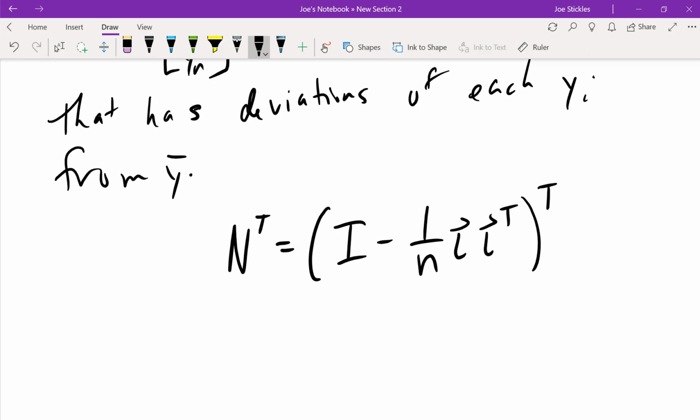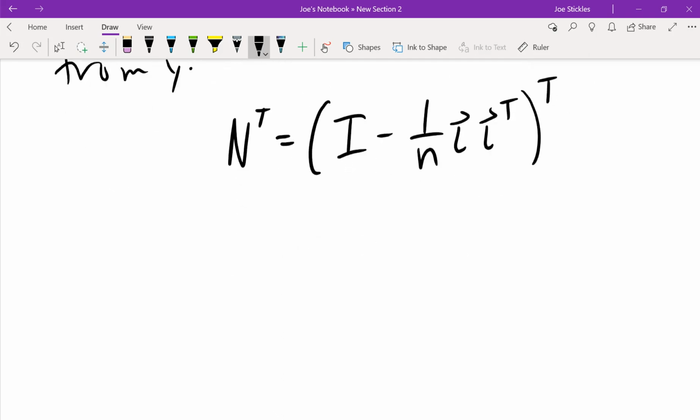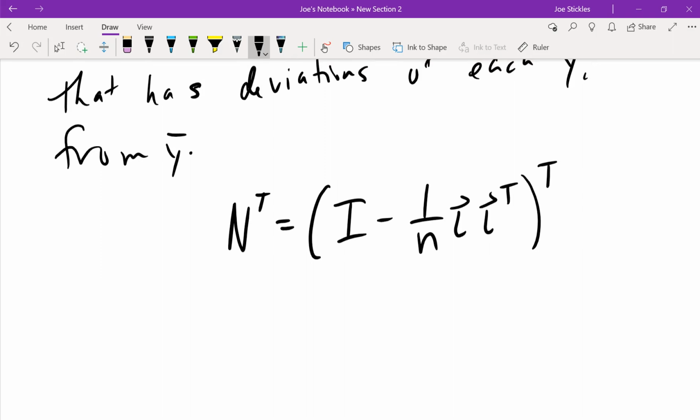For people who are in linear and have done transposes, what does the transpose do with respect to the sum? Distributes, right? So we would have I transpose minus 1 over n I transpose.